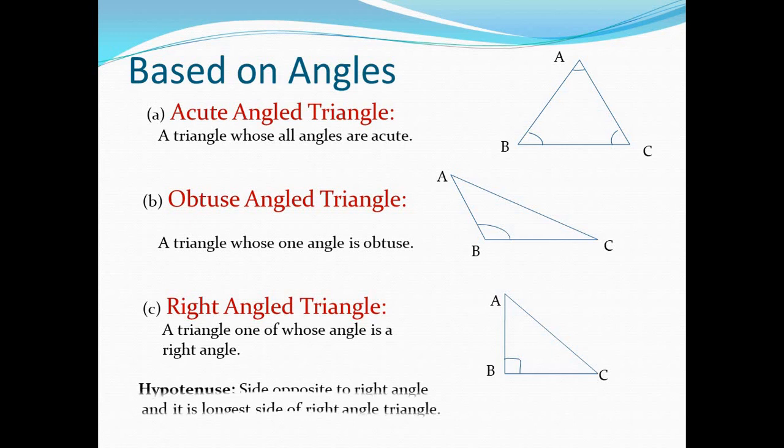Okay. In a right angle triangle, some important points. We call it the hypotenuse. Do you know what hypotenuse means? It is the side opposite to the right angle. See, in this triangle, angle B is 90 degrees. Opposite angle B, which side is there? AC. So, AC is called the hypotenuse. One more definition of hypotenuse is the longest side of a right angle triangle. Okay, based on sides and based on angles we classify triangles.